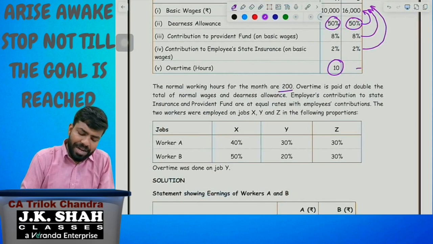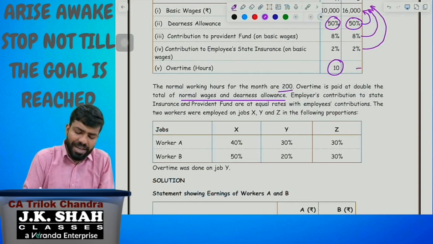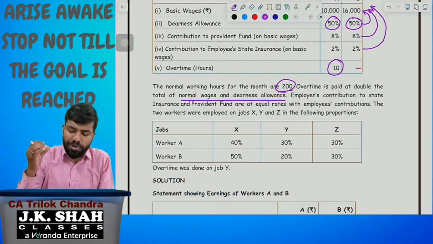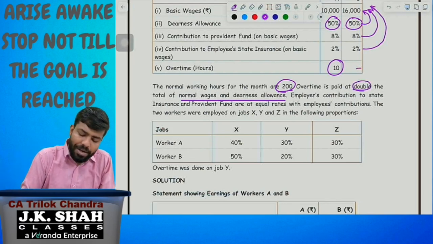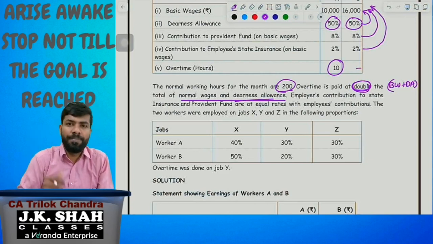Overtime is paid at double the total of normal wages and dearness allowances. So please understand this point properly. Normal working hours is 200. If there is any overtime, they are going to pay double the basic wages and dearness allowances. Normal wages is also called basic wages. So on basic wages and dearness allowances, they are going to pay double.